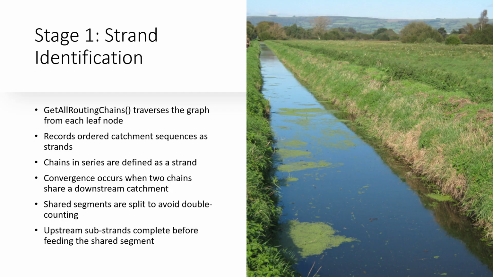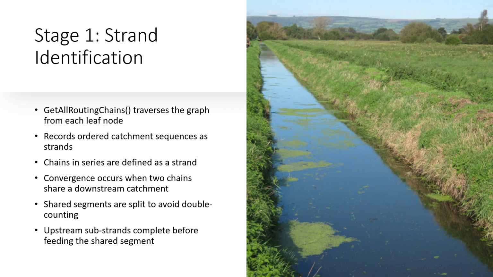Stage 1 begins with a function called getAllRoutingChains, which starts at every leaf node in the catchment network. Leaf nodes are catchments that have no upstream contributors. They are the starting points of the drainage system. From each of these leaf nodes, the function follows the downstream linkages all the way to the outlet, and each of those traversal paths gets recorded as a strand. A strand, in this context, is simply a chain of catchments connected in series from upstream to downstream.